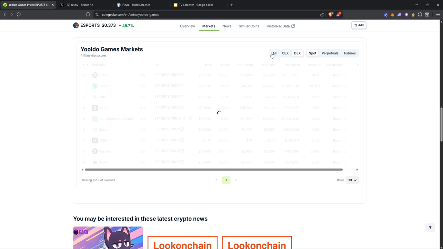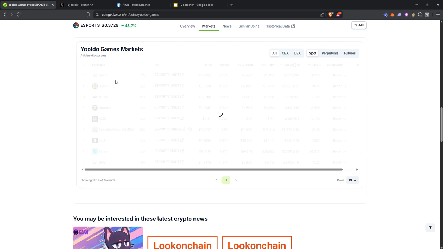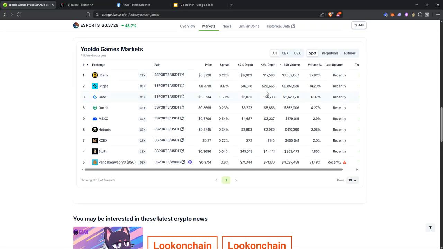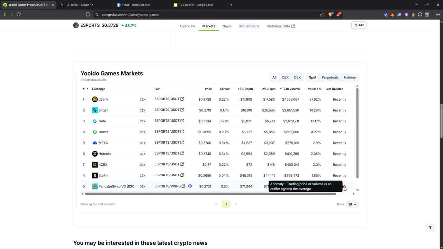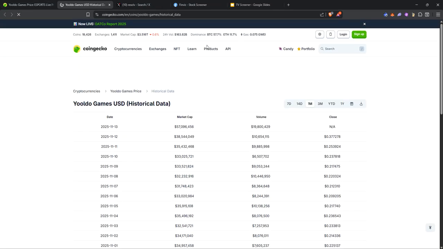Actually quite high. So that's second to what? Yeah, second to LBank. Okay, what's this? Anomaly. Okay. So it is 60 million market cap, 350 million FDV. Let's look at its daily trading volume.